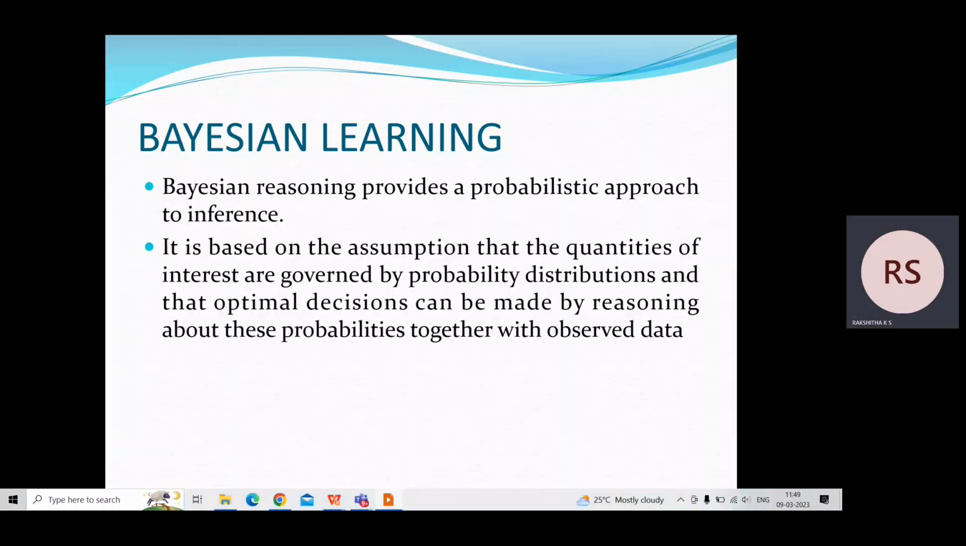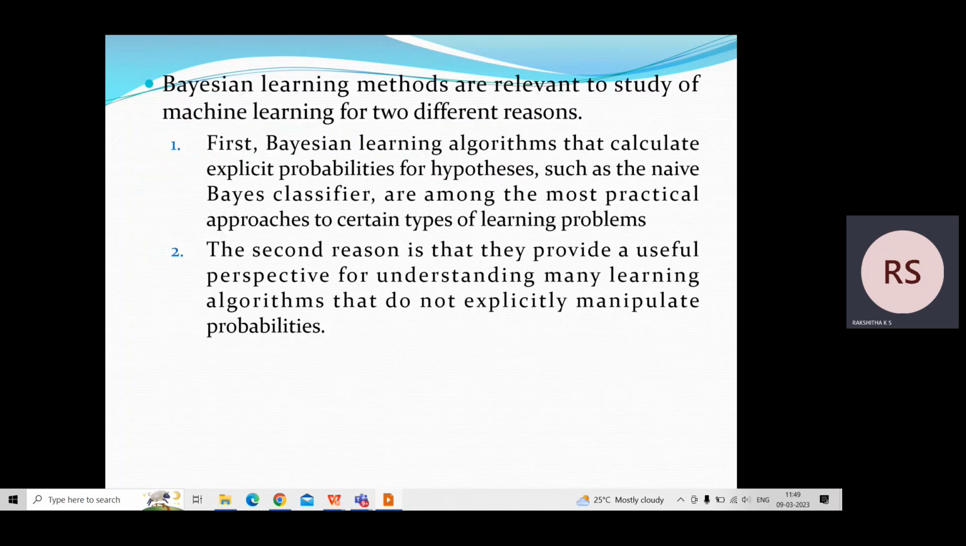Next, we'll start the next topic, that is the Bayesian learning method. So what is the meaning of the Bayesian learning method? Bayesian learning provides a probabilistic approach for inference, and it is completely based on the assumption that the quantities of interest are governed by probability distributions, together with the observed data. Bayesian learning methods are relevant to the study of machine learning for two different reasons.